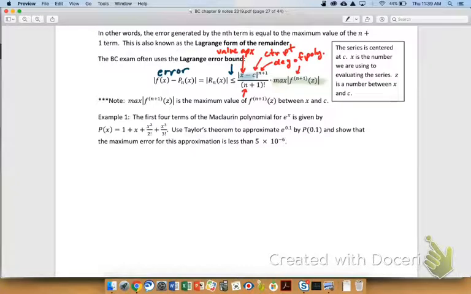Really, seriously, honestly, you will. But it'll be a very educated guess. It won't just be like, oh, 20. It'll be educated, for sure. And then Z, as mentioned over here in the little box, is just some number on the interval between X and C. If you're going to find the max value of the N plus 1th derivative, it should have to do with the interval that we're actually working with. So Z just stands for some number on the interval we care about.